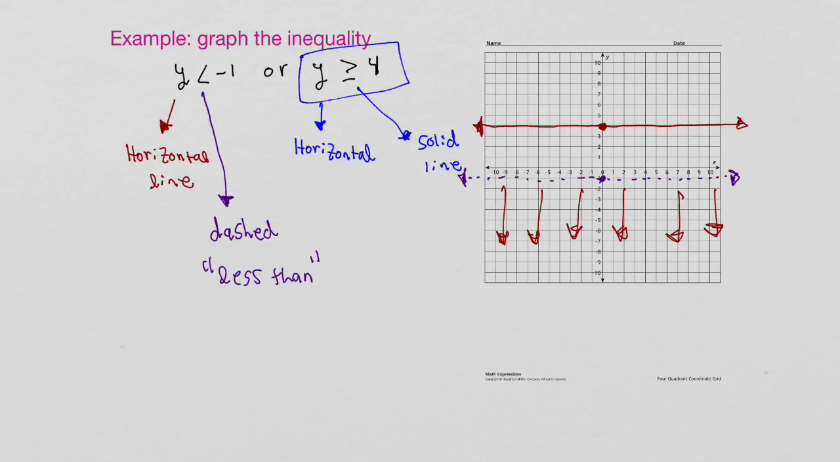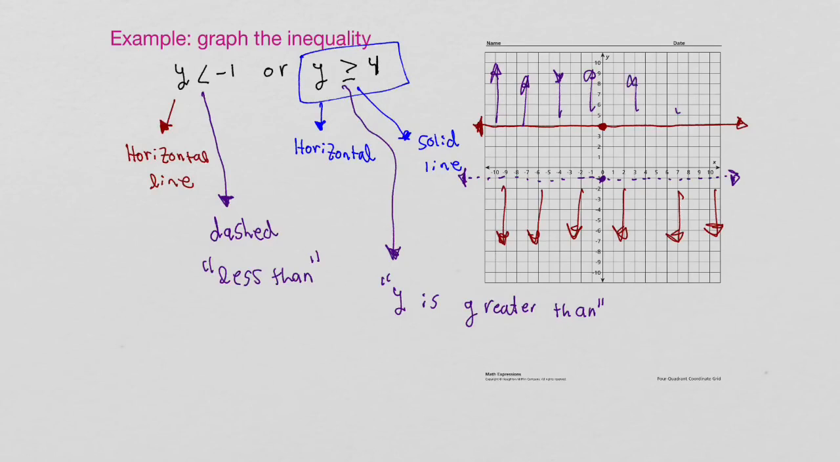And then the final thing we have to consider is whether we're going to shade below or above this line. Here, the quantifier is saying y is greater than, and greater than means that we have to shade everything that is above this line. So I'm going to go ahead and shade above the line. And this would be the solution to this inequality.